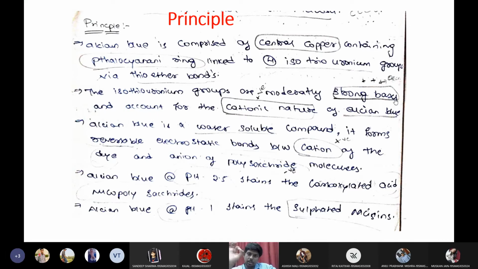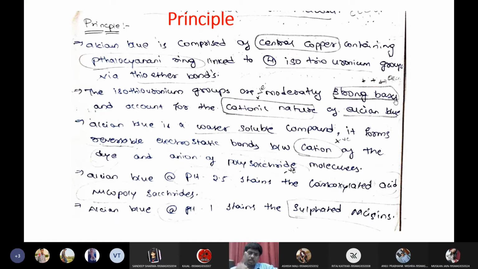The same phenomenon applies to our Alcian blue stain also. We need to ensure the charge of the stain remains cationic in nature. That means the electric charge of the stain should be positive. Only with a positive charge can the stain bind with the mucopolysaccharides.